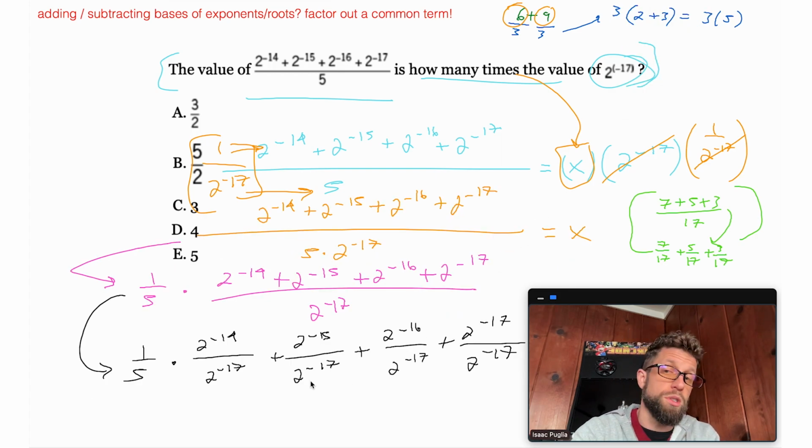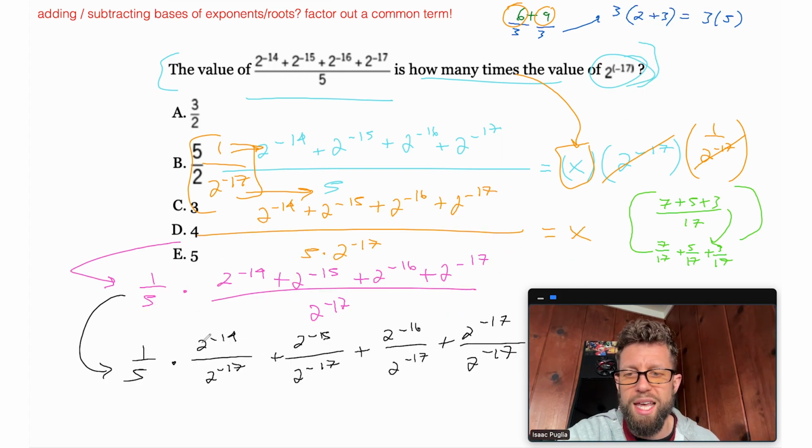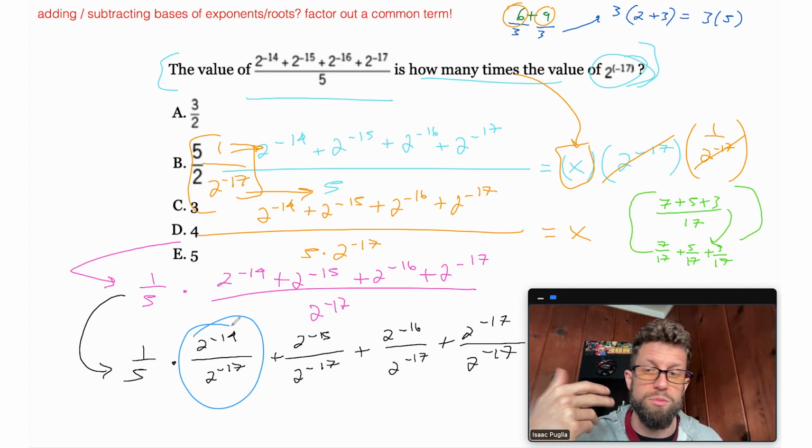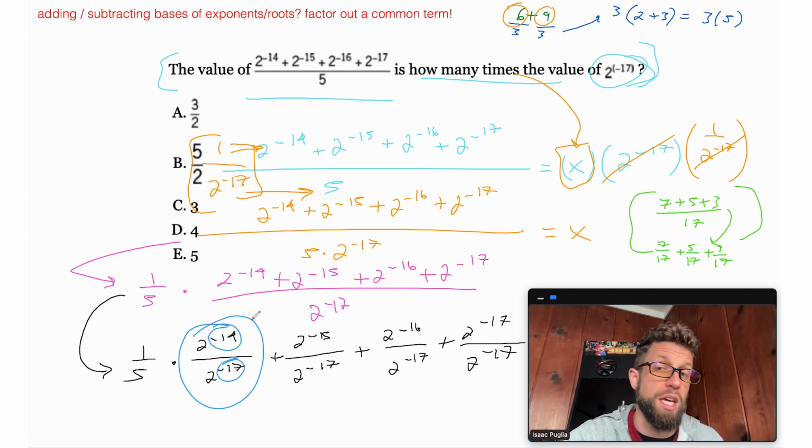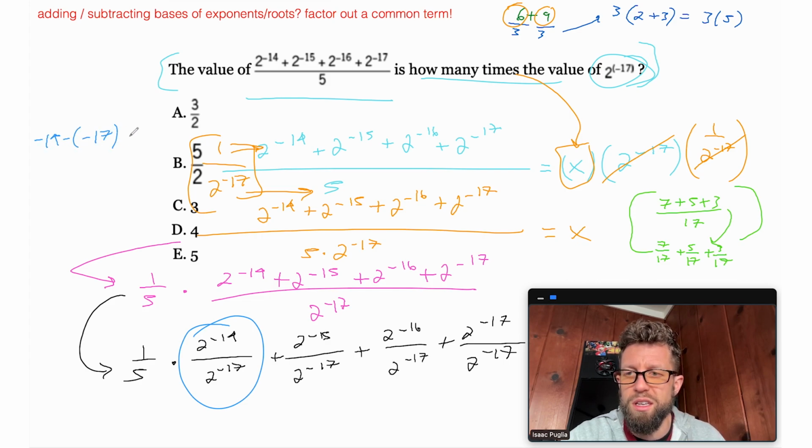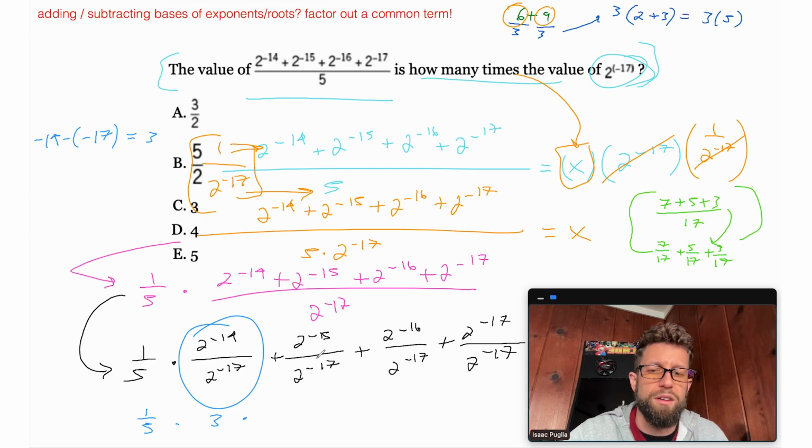And I think this is where the cool stuff happens in the problem, because once again, when I'm dividing by the same base, I simply subtract the exponent in the denominator from the exponent in the numerator. Negative 14 minus negative 17 is going to be negative 14 plus 17, and that's going to give me 3. So I'll wind up with 1/5 times 3. 2 to the negative 15 divided by 2 to the negative 17, that's going to give me 2 to the second power.